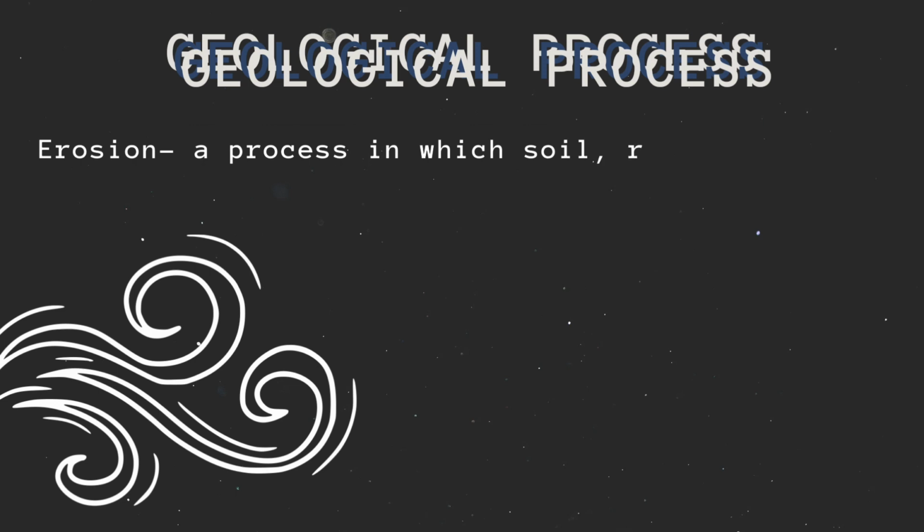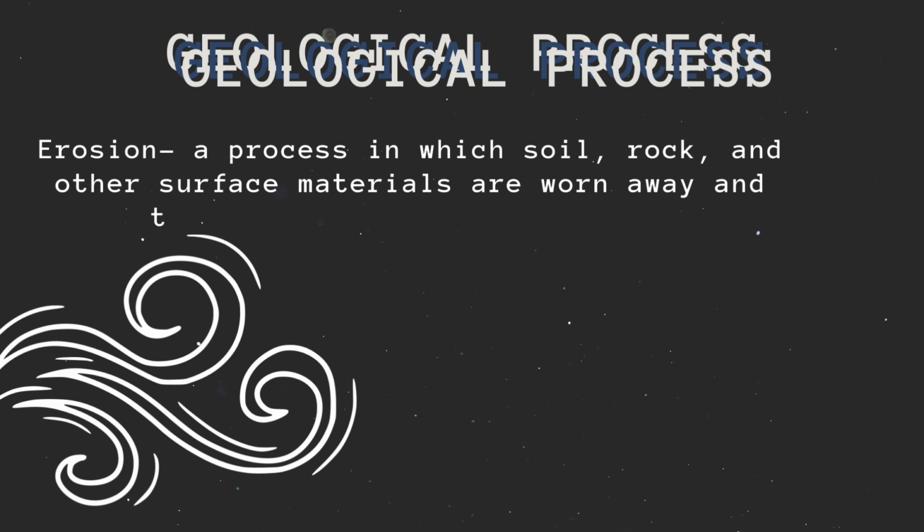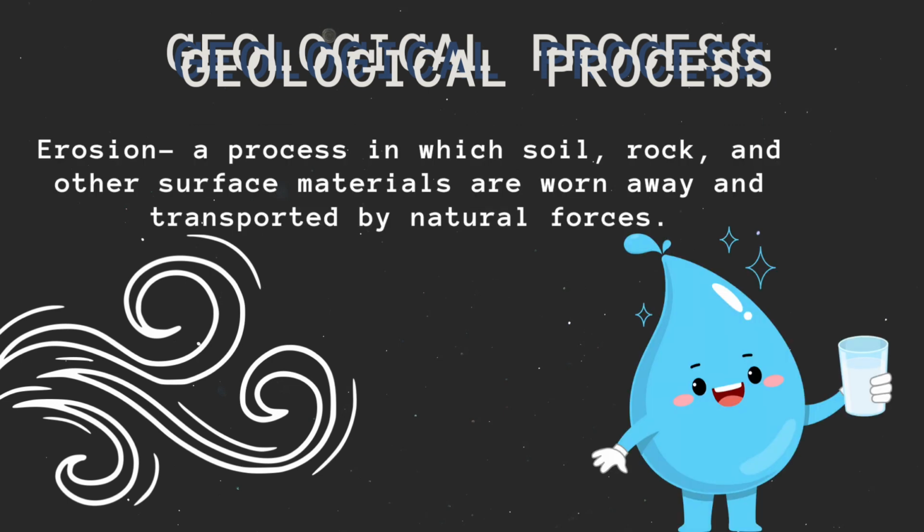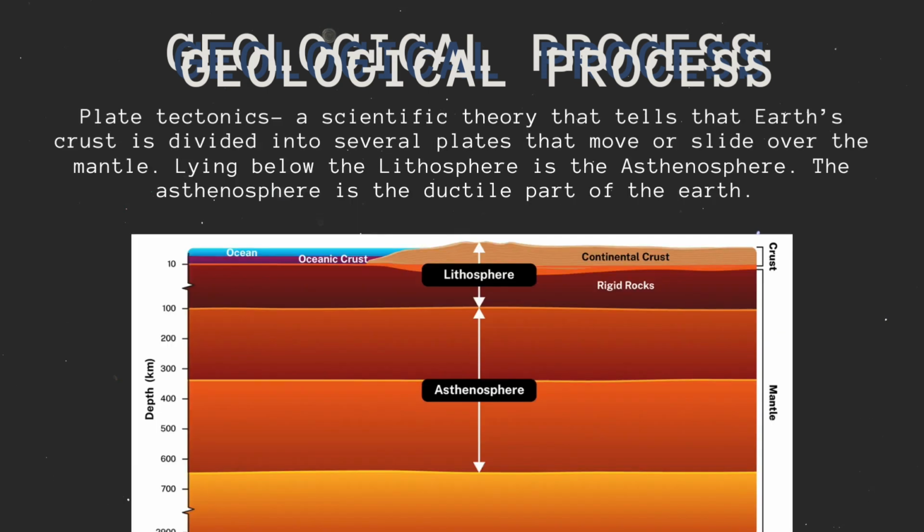Next process is erosion. Erosion is a process in which soil, rock, and other surface materials are worn away and transported by natural forces such as wind and water. Next, plate tectonics. The movement of the tectonic plates affects the seismic activities at different plate boundaries. Lying below the lithosphere is the asthenosphere. The asthenosphere is the ductile part of the Earth, approximately 100 km to 700 km deep from the crust, and it allows the tectonic plates to move over it.